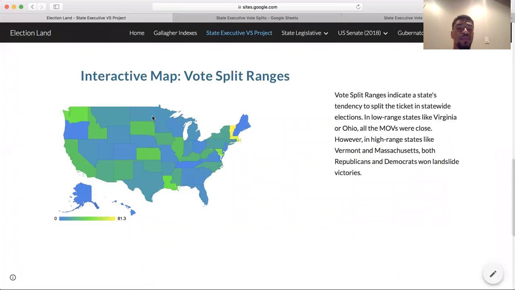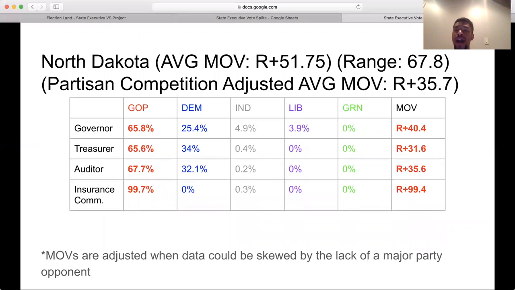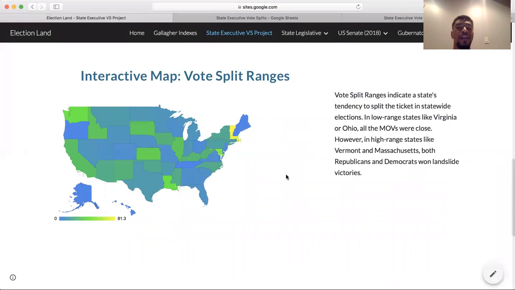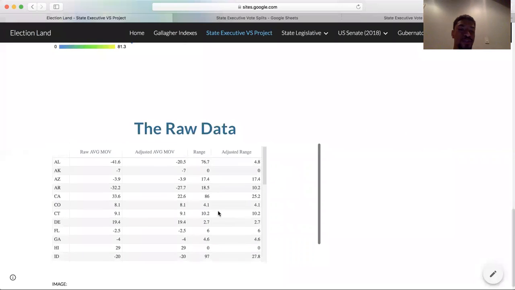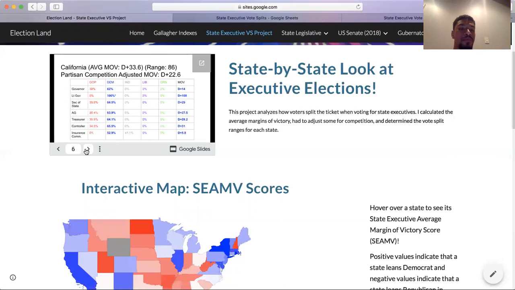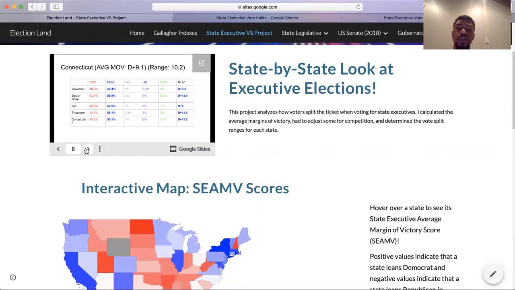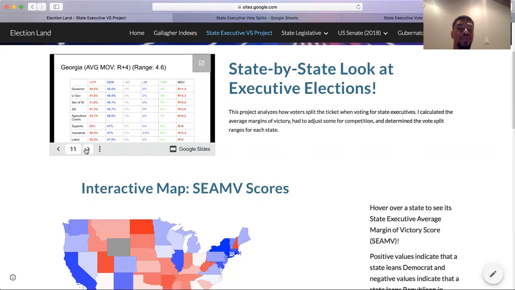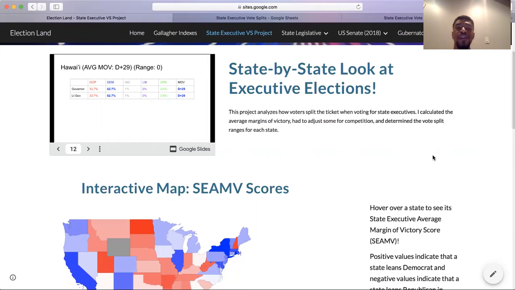So as you can see, this is a really cool interactive map. You can pick the state you live in or see different states. And then once you see the ranges here, you can go to the PowerPoint and see why each state has that particular score. And so that is why I included that here. I also have raw data for those of you who like that stuff. These are the raw scores. And then there is a PowerPoint at the top if you want to look at your state in particular and get a visual explanation of what happened there in the last state executive election year.